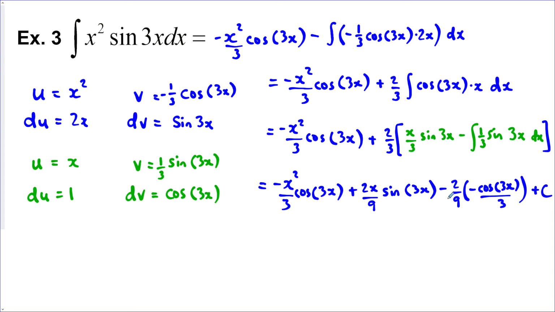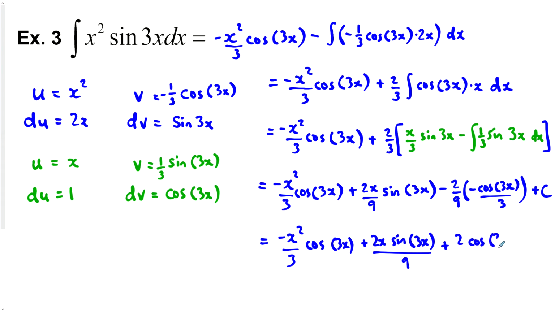And I'll write this out one more time just so I can clean up this third term. So the first term is fine. The second term is fine. The last term, the third term, sorry, it becomes plus 2 cos 3x over 27, and then we have plus c.